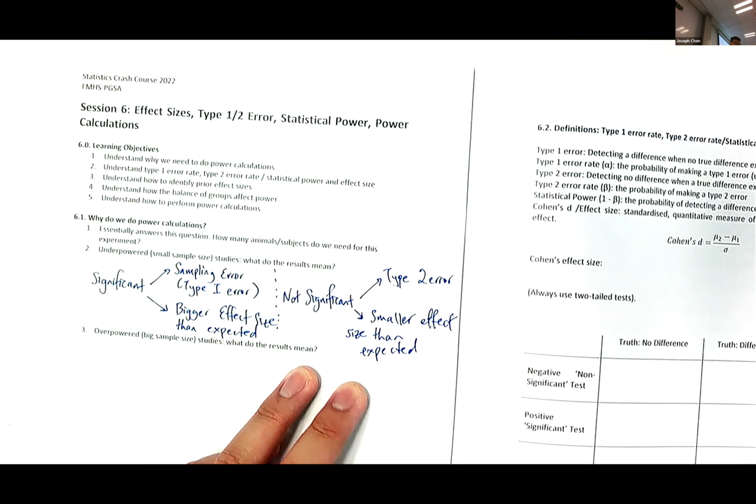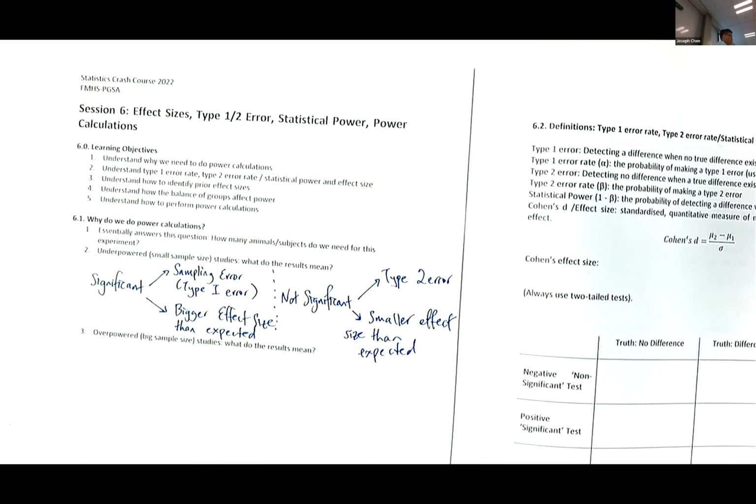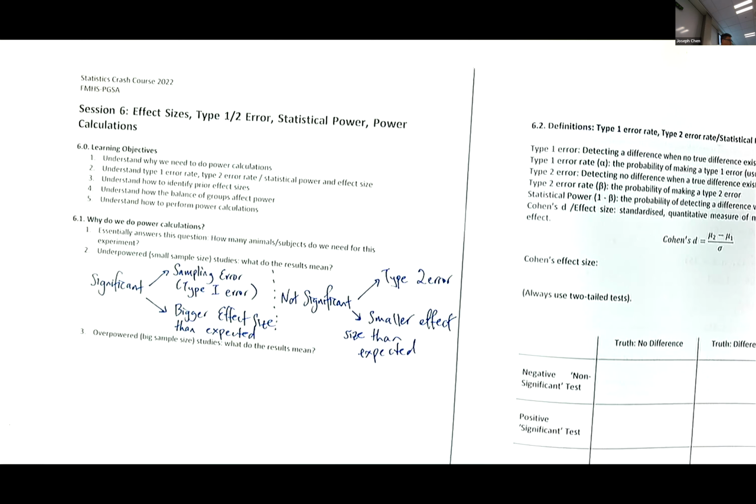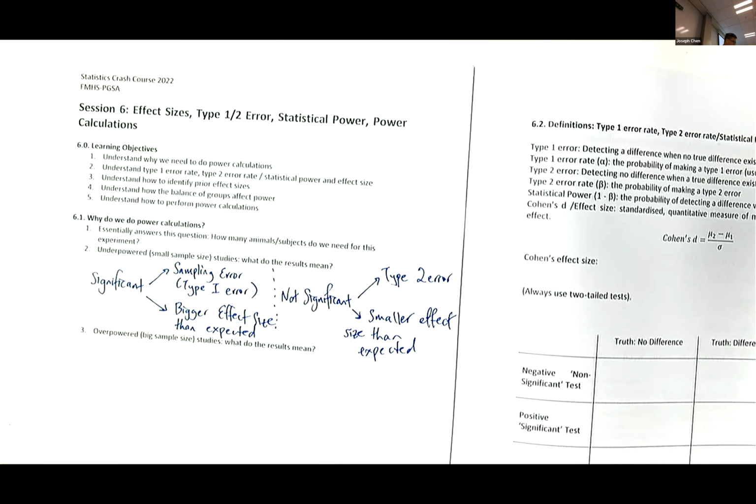So for example, if males and females, let's say the true difference is 10 centimeters taller, but you are expecting 20. You were planning an experiment based on the idea that men were 20 centimeters taller than females, and you got a not significant result. It could mean that the true effect is actually smaller than expected, i.e. 10, or you've committed a type 2 error. So just recall that errors are never a good thing, generally speaking.